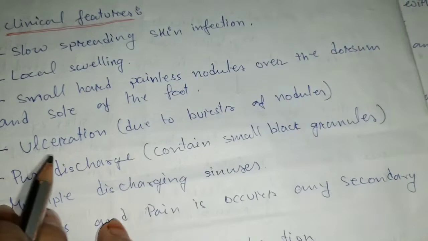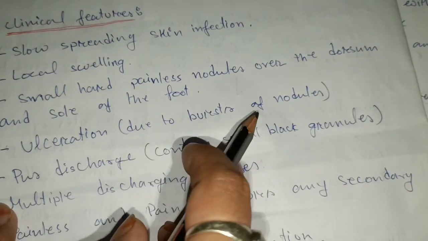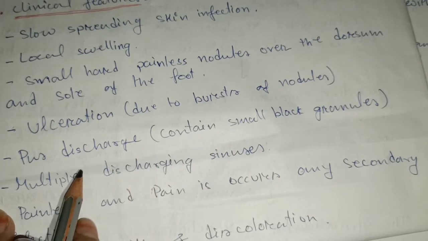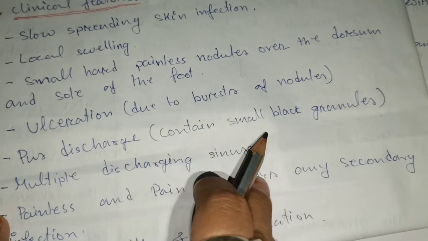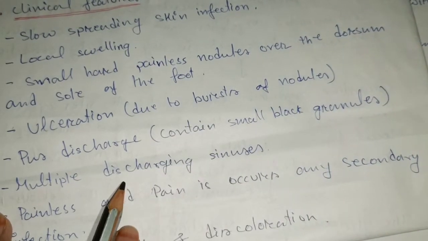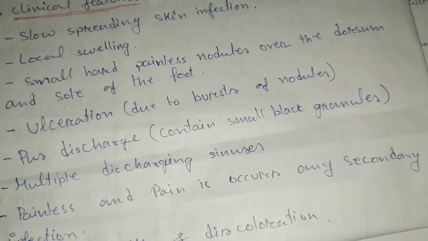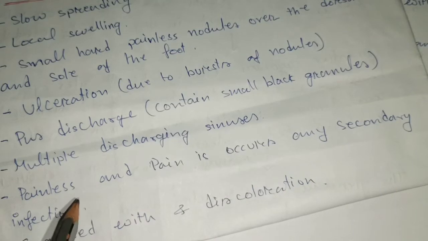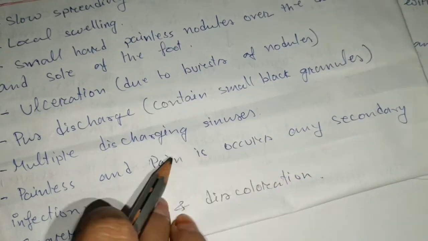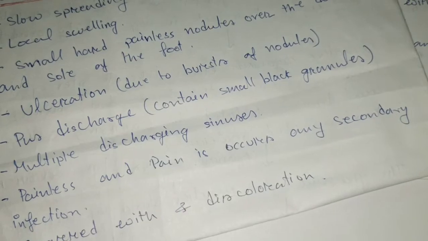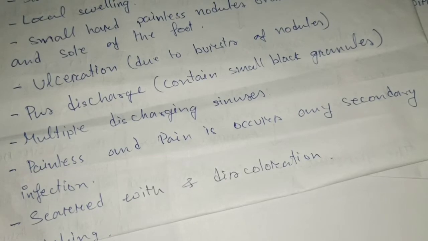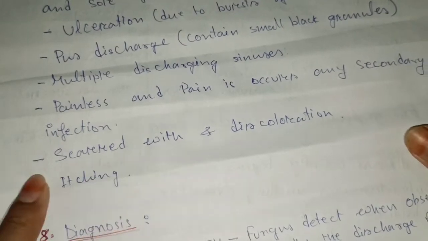Then ulcerations occur due to breakdown of the nodules, and they discharge pus or fluid which contains small black granules, so it is called caused by a fungus. Then multiple discharging sinuses form, and pain usually occurs. The pain occurs with secondary infection, and scarring with discoloration, and itching of the foot or the infected area.